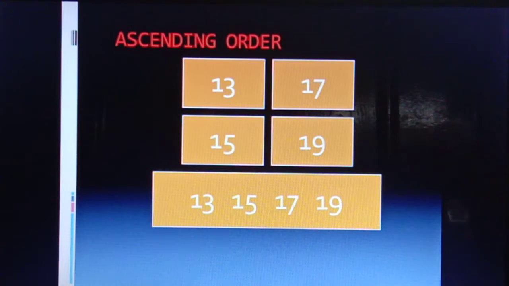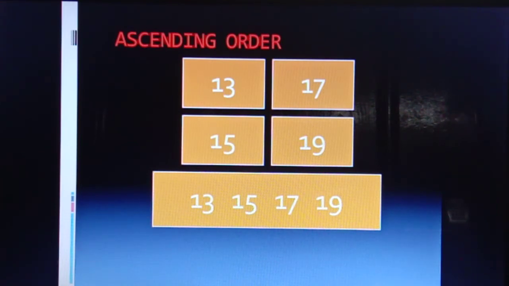Here on the screen you can see there are four numbers, 13, 17, 15 and 19. In all these four numbers, the digit which is present at tens place is the same, and that is 1. So we move on with the digit which is present at the ones place. In 13 it's 3, in 17 it's 7, in 15 it's 5 and in 19 it's 9. So, according to the definition of ascending order, we have to write the number which is smallest first, and then we have to write the number which is the greatest one at last.